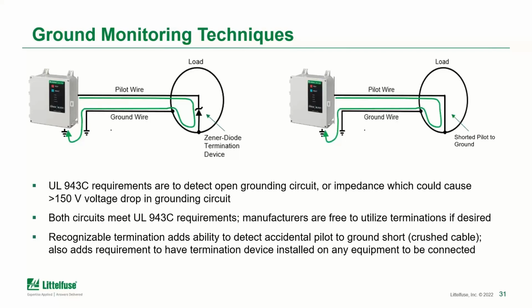One of those could be to detect an accidental pilot to ground short. So if you have a terminating device you're expecting, but that gets shorted out, you know that there is an issue with the cable somewhere between the load and the power source where the special purpose GFCI is connected. So that is something that could be added, but it's not a requirement of the standard.